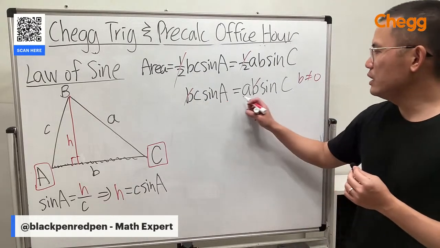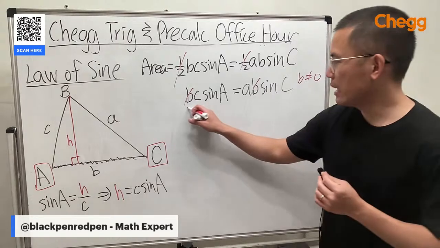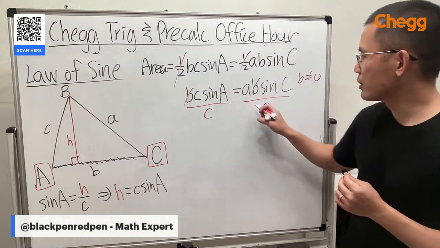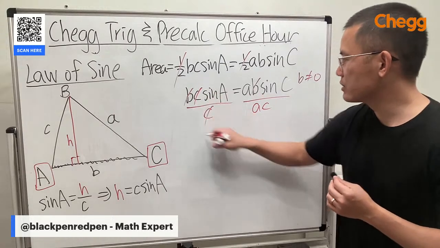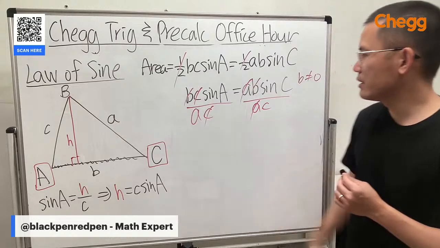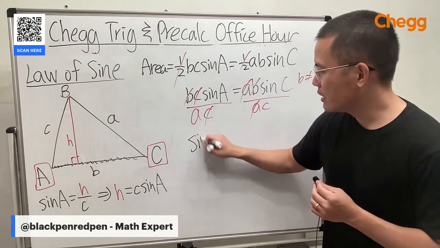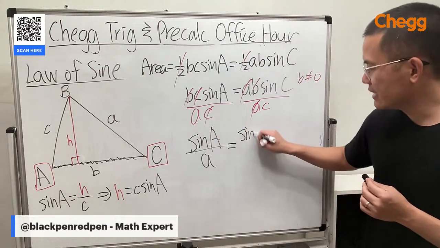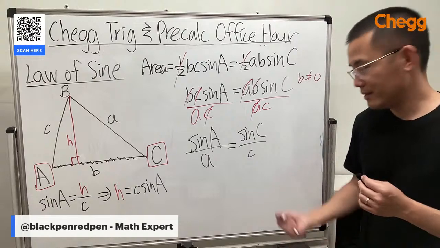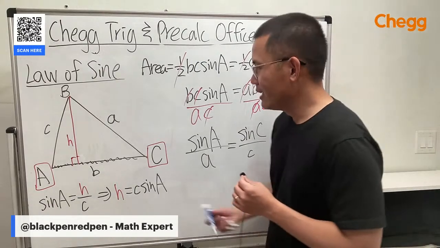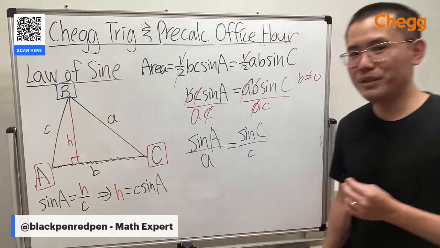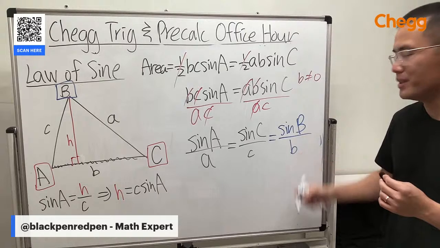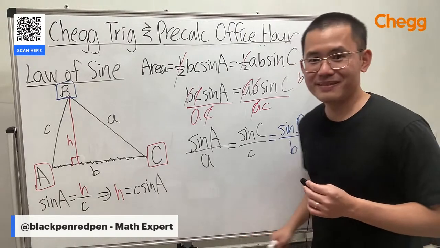C times sine A equals A times sine C. Depends how you like it. You can divide both sides by C, and then you can also divide both sides by A. So C and C cancel, A and A cancel, so I'll divide A right here. So here, ladies and gentlemen, sine A over little a equals sine C over little c. Of course, we could also have done that with the angle B, and you will end up with sine B over little b. And that's the law of sine.